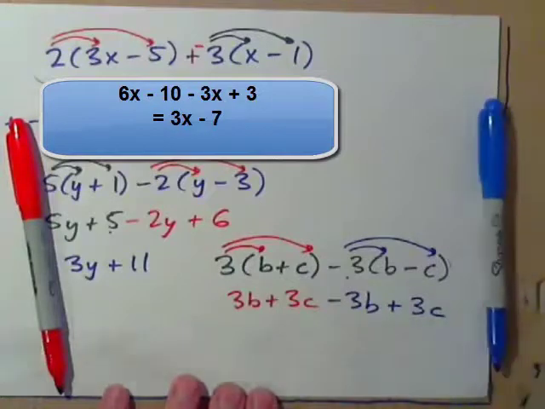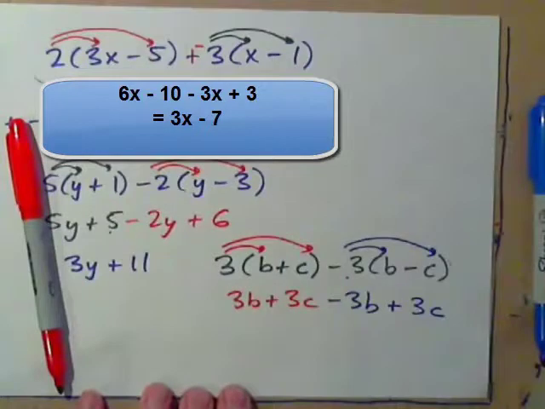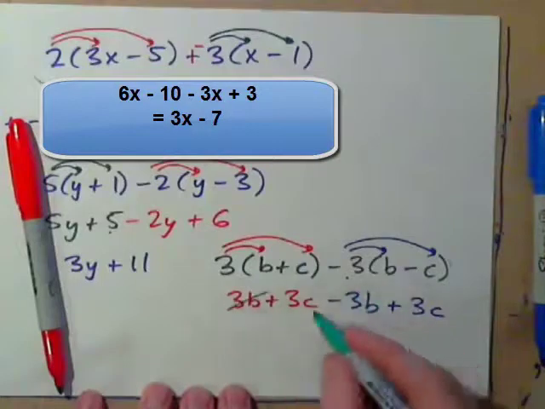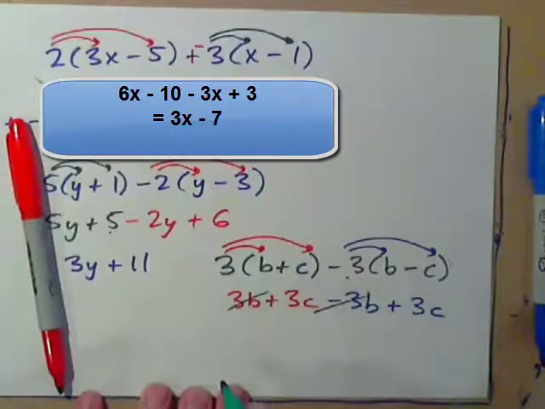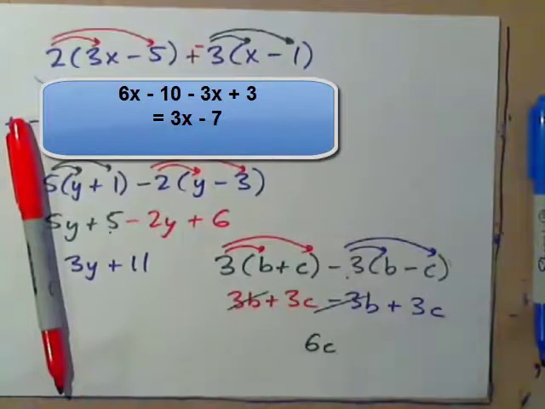Now combine like terms. Three bananas minus three bananas makes zero, doesn't it? Three cherries plus three cherries, six cherries. 6c.